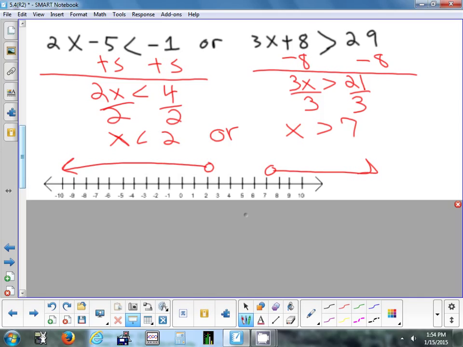Is that okay? That's a situation when they're both pointing in opposite directions. It's okay to grab both. You're going to see when we get into the ands, it's going to be a little bit different.